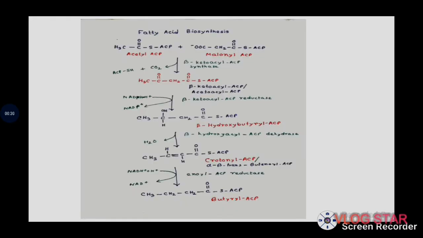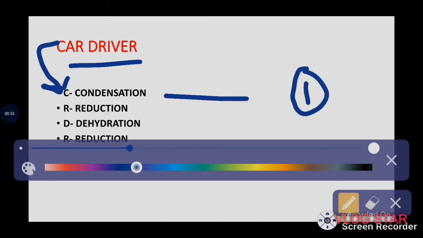Let's proceed. Here in this slide, I have written all the reactions of the fatty acid biosynthesis pathway, and it seems very complicated. But believe me, it is very easy to remember all the reactions that are there. So first of all, let us remember these two words: car driver. So C means condensation. So the first reaction will be a condensation reaction.